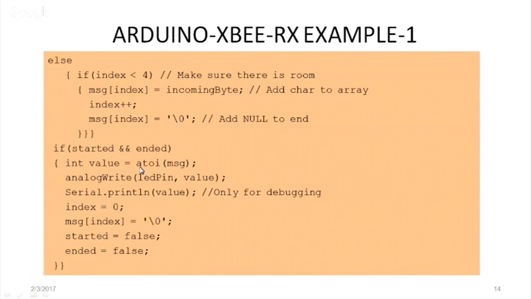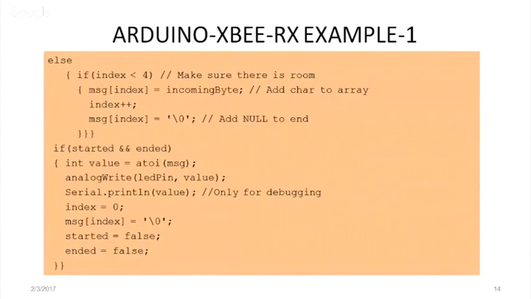That means we will convert our value array to an integer value. The message whatever is in this array, we will convert from array to integer. We will get the value in value. After that, we can write the same value to your LED pin. That means if you send 255, the intensity of the LED will be full high, and if you receive 127, your intensity of light will be just half.